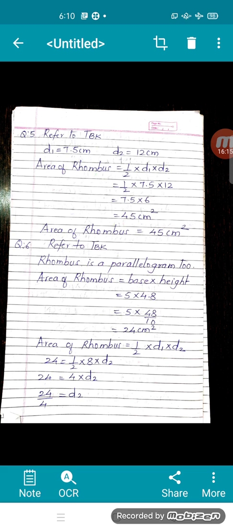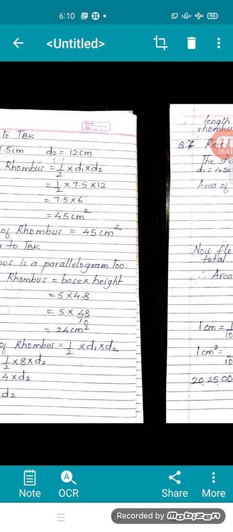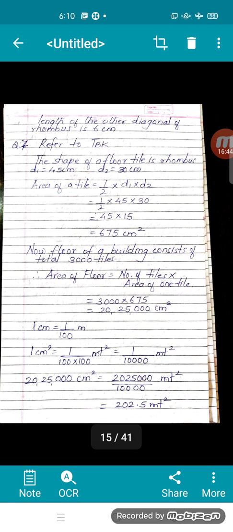Clear? We'll start. Okay. Rhombus is a parallelogram too. So area of rhombus is equal to base into height, because area of parallelogram is base into height. So 5 into 4.8 gives you 24 centimeter square. Now we know that area of rhombus is half into D1 into D2. Put the values. 24 is equal to half into 8 into D2. So D2 will be 6 centimeter. Is it clear? So the length of the other diagonal will be 6 centimeter.